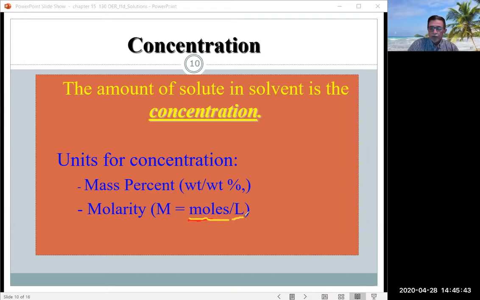Sometimes you're given the problem in liters. Sometimes you're given the problem in milliliters. So you need to convert the milliliters to liters. And recall that in 1 liter, there are 1,000 milliliters. So molarity, with a capital M, is also a concentration unit. It's just a different type of concentration unit than mass percent. Let's do a couple.